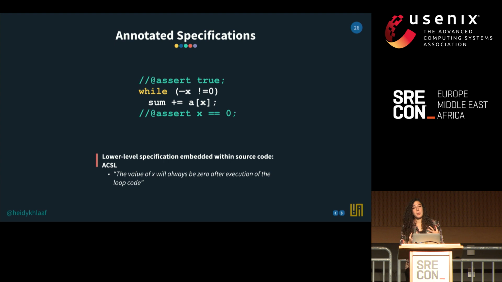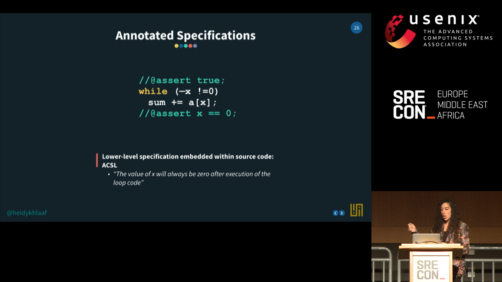So this all might sound a bit scary, but actually writing specifications comes in many different flavors, so I want to go through a few to introduce you to them. This is what I call annotated specifications. They're specifications that you can write while you're writing your code. This is what I would consider more of a lower level specification. This is ACSL, which stands for ANSI C Specification Language.